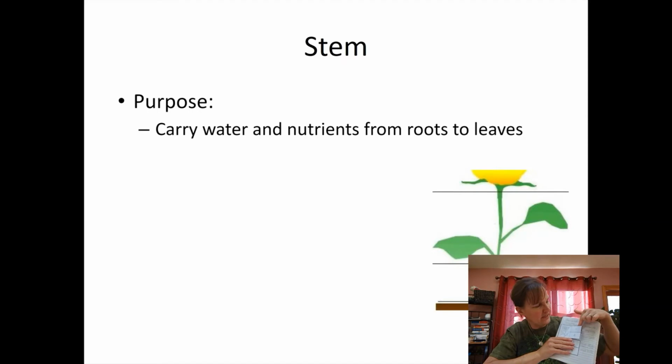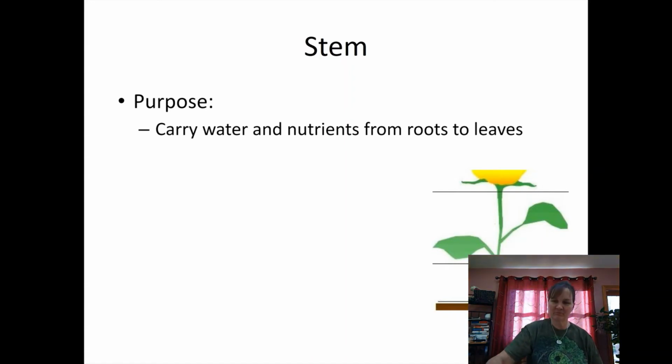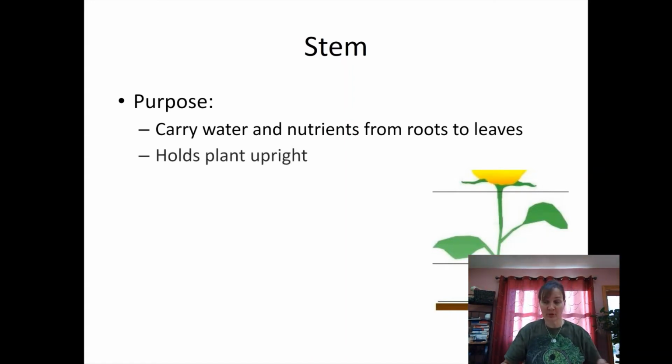And again, I made it like columns on this notebook. And over here, I mentioned some of the uses like food. And then I mentioned examples. I didn't just say food. I mentioned carrots and turnips. Okay, now we've moved on to stem. So another purpose of the stem is to hold the plant upright.